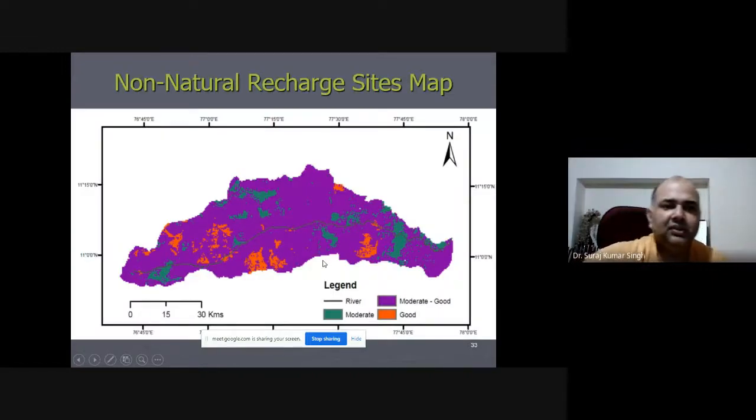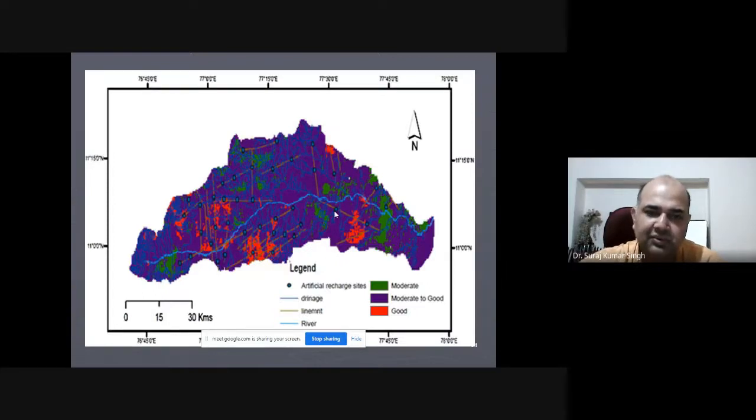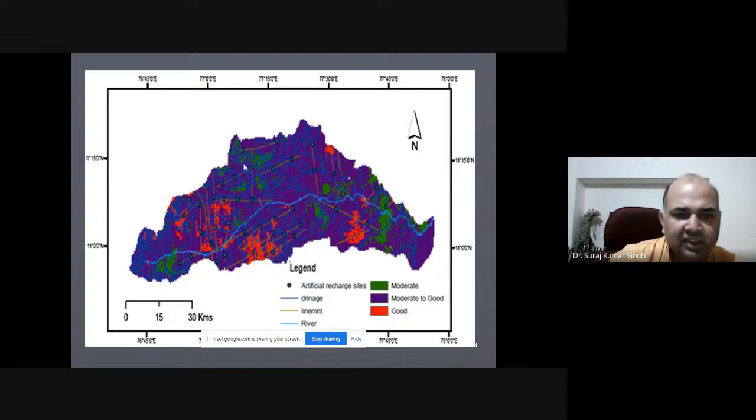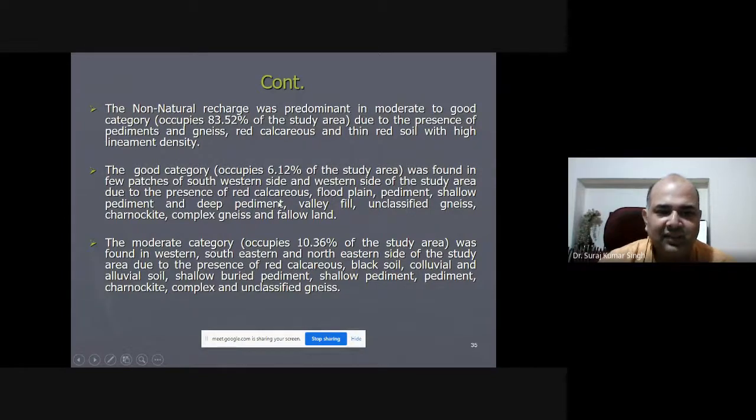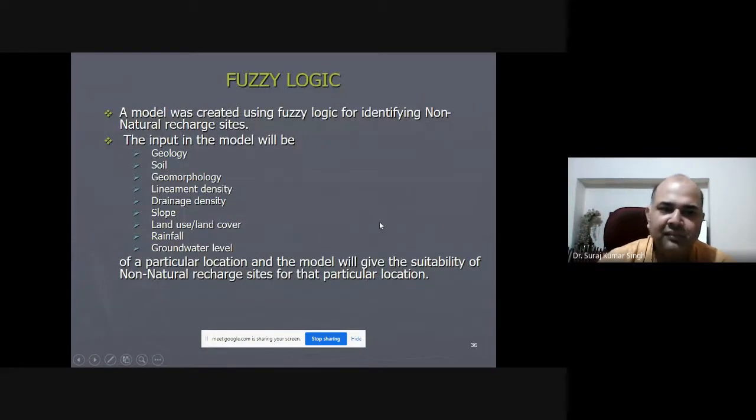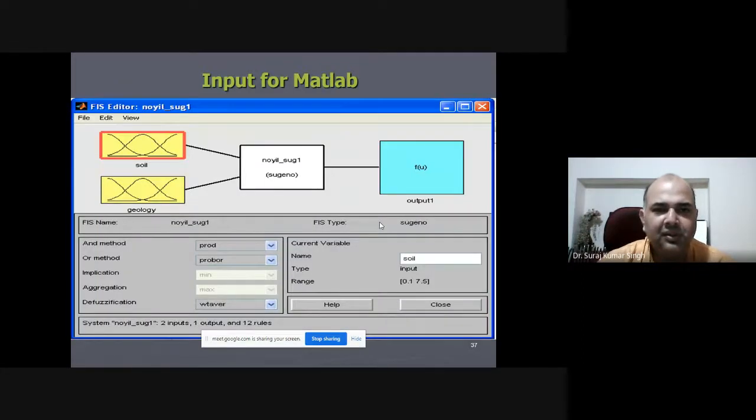other map prepared for the natural recharge sites. So which are the areas where we can go for the recharge sites, and you can see which are the areas where we'll be going for lineaments, artificial recharge sites. If you are going for these recharge sites, these lineaments will help us get more porosity and permeability, and finally you can see moderate to good and moderate groundwater recharge in that area. And finally you can come up with various kinds of models using the above techniques to prepare this map.